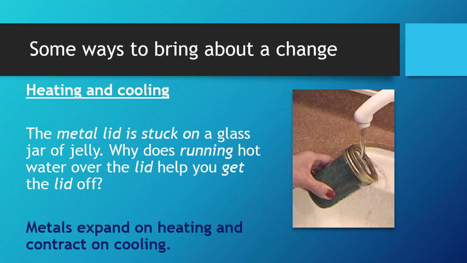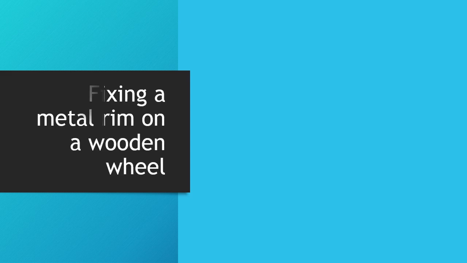This is because when the hot object is cooled, it decreases in size and comes back to its original size. The decrease in size of an object on cooling is called contraction, and metals expand on heating and contract on cooling. There are some very important applications of this.